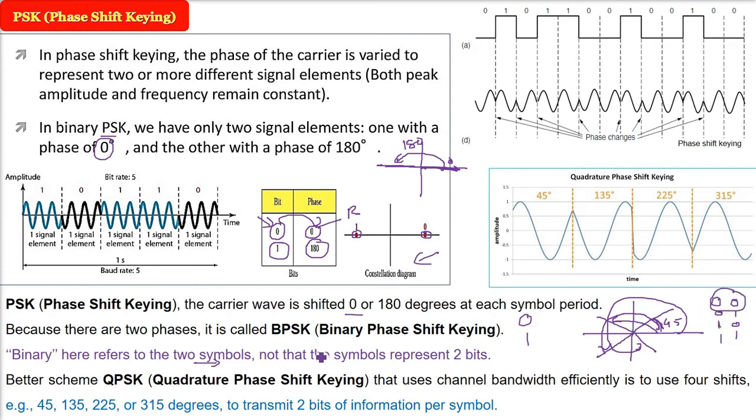So this QPSK, quadrature phase shift keying, uses the channel bandwidth efficiently to use 4 shifts, 4 angles: 45 degrees, 135 degrees, 225 degrees, 315 degrees, and here we are transmitting 2 bits of information per signal. Okay. Binary 2, quadrature 4. In binary we can send only 0, 1. In quadrature we can send 0 0, 0 1, 1 0, 1 1.